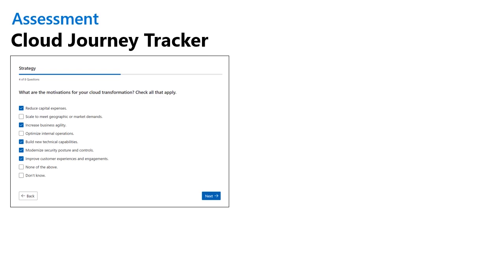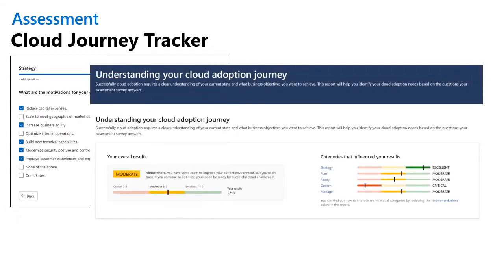For example, there is one question here that will ask, what are the motivations for your cloud transformations? So check all that apply. In my example, I checked, I want to reduce my capital expenses, I want to increase my business agility, and so on and so forth. After you answer all of those questions, it will come up with a result set that looks like this.